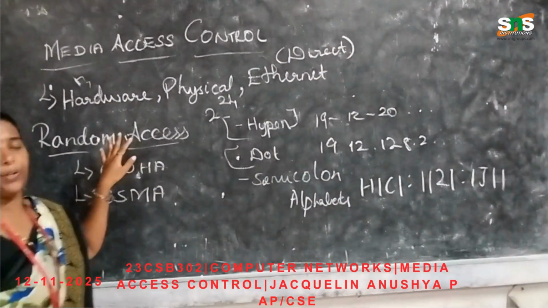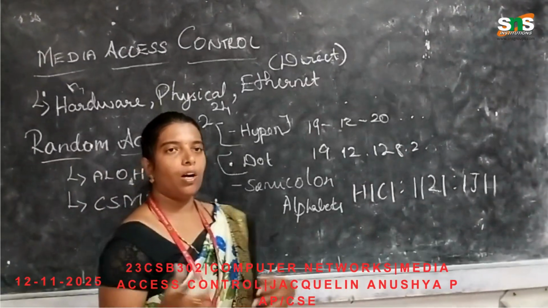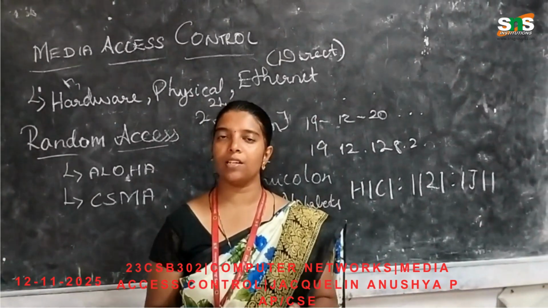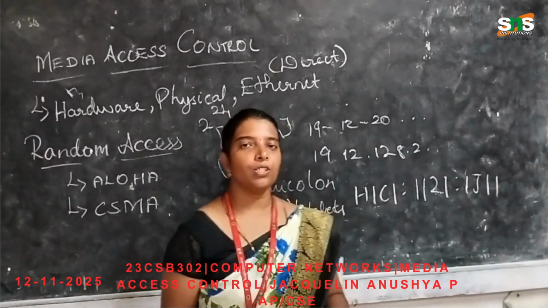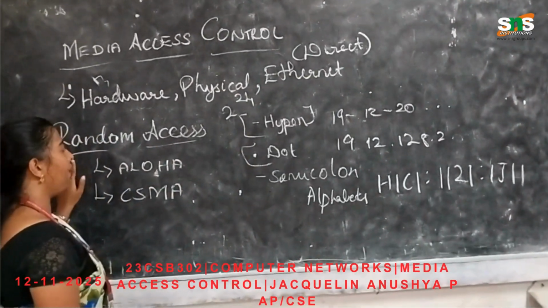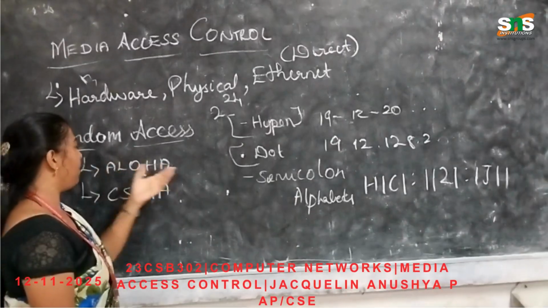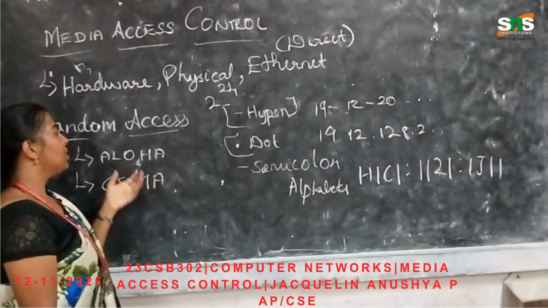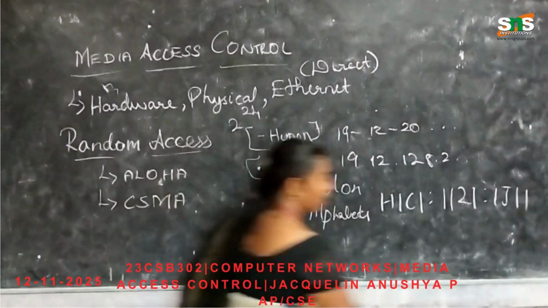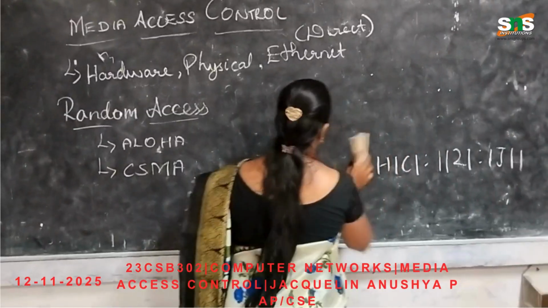Next we are going to see random access control. In random access control, the same packets, the same data, the same messages are sent from one end to another end. There is no difference there. In this we have two types: one is Aloha and the other is CSMA. In Aloha, you have two types: one is pure Aloha, and the other is slotted Aloha.